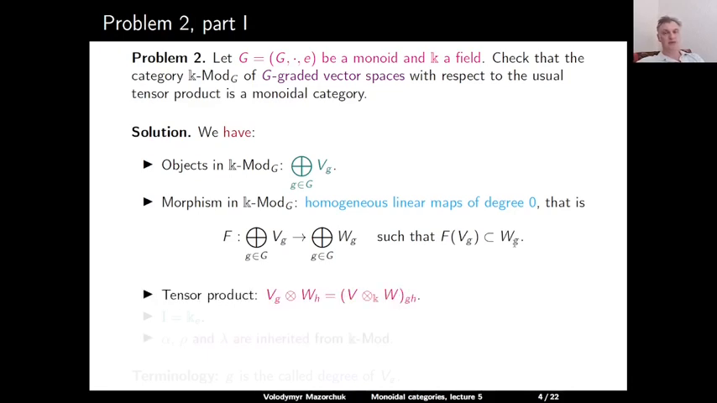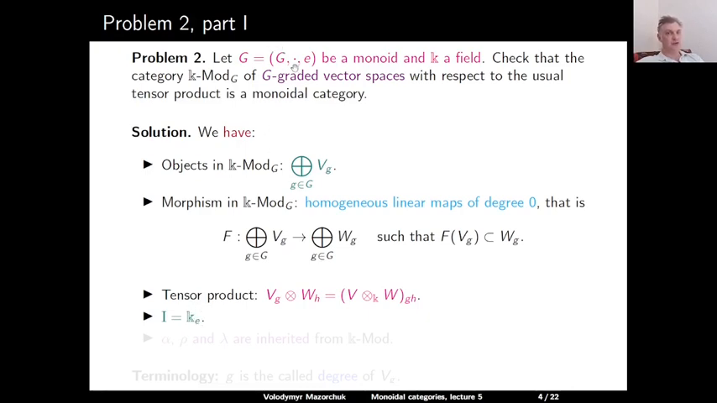The tensor product is defined as follows. If we tensor the homogeneous component Vg with the homogeneous component Wh, then we should tensor the corresponding vector spaces V and W over the base field K, and then the degree of this component will be g times h. The identity object in this monoidal category is the vector space which lives in the homogeneous degree e.